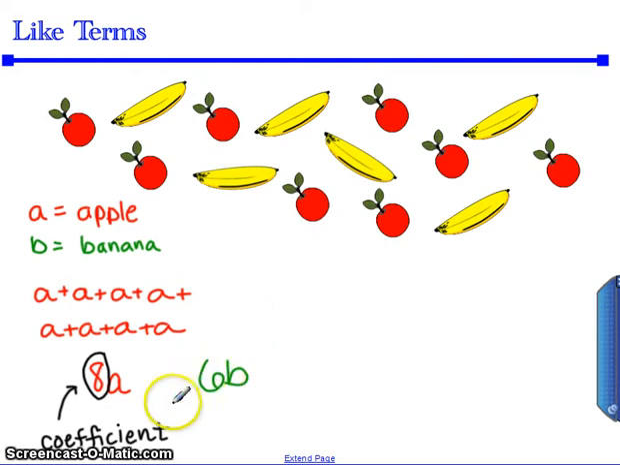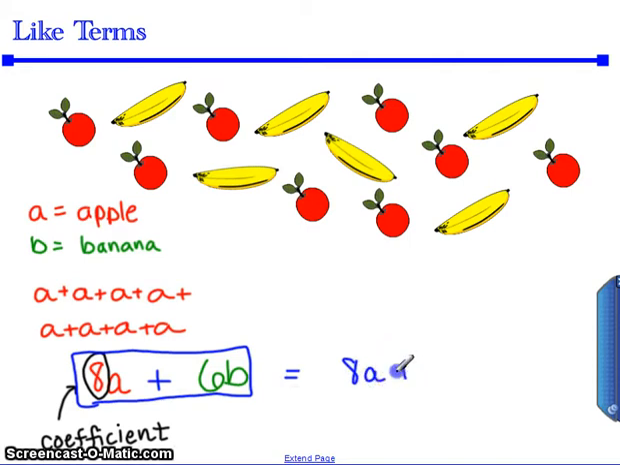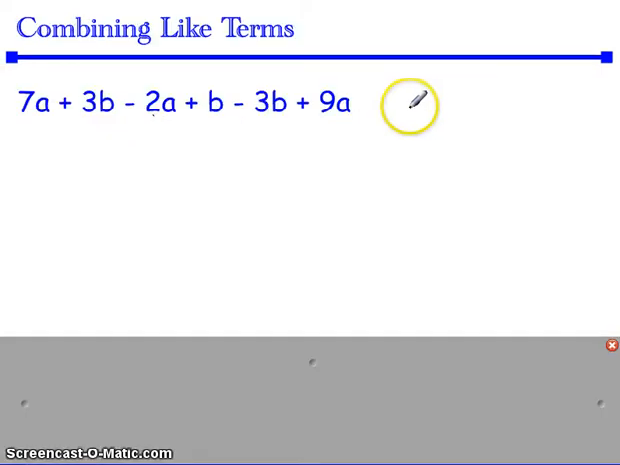Now, one thing that you have to be careful about is that if I tried to add together my 8 apples plus my 6 bananas, all we could say was that that was 8 apples and 6 bananas. Since they're different, we can't add them together. You can never add together terms that don't have the same variable. However, when you do have an expression that contains a bunch of terms with the same variable, you can combine like terms to simplify the expression.